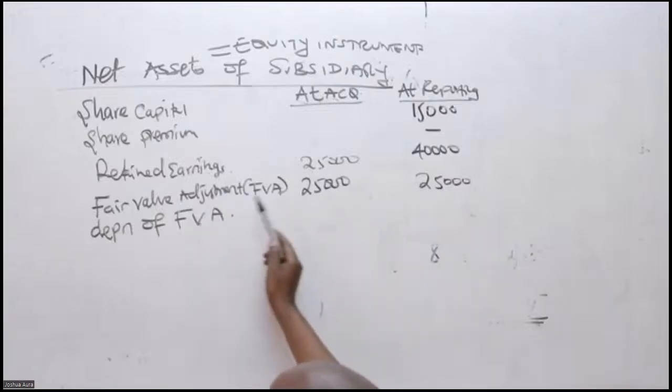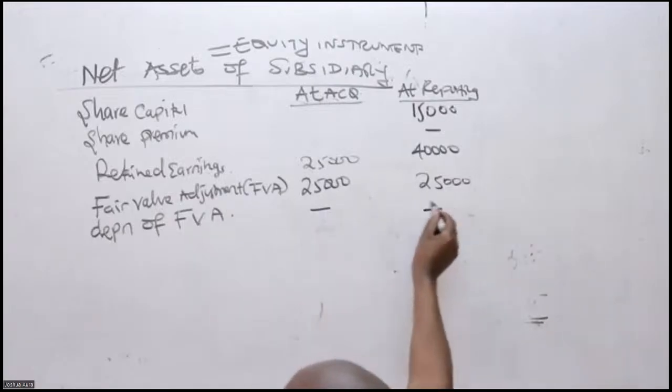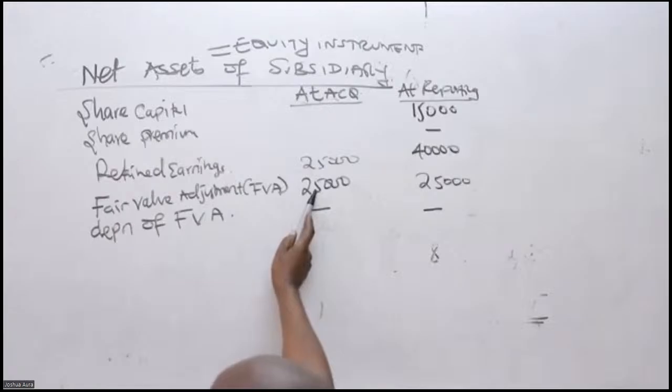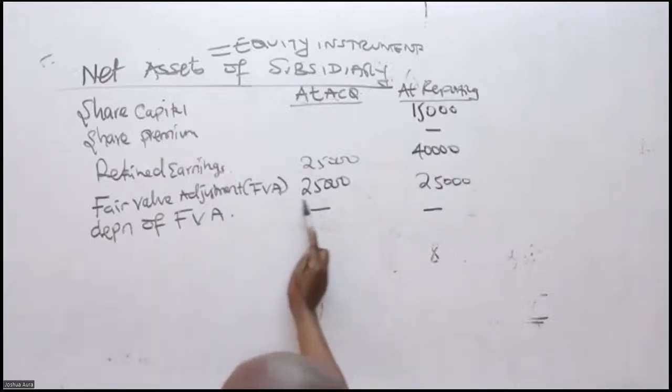And then depreciation, of course, this land is not depreciable. Depreciation will be 0, 0, because this is land. Land is never depreciated. So depreciation of fair value adjustment is 0.